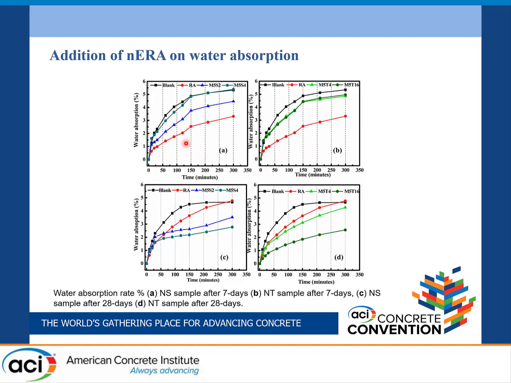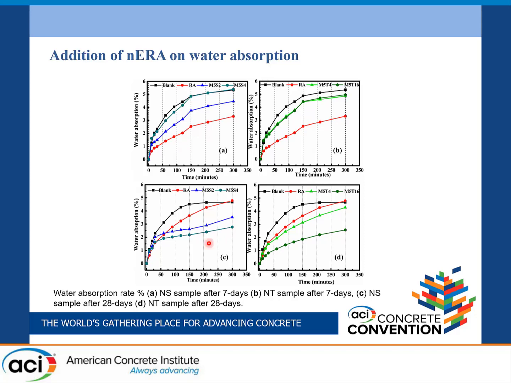The first one is at the early age: this is the water absorption at 7 days of curing age, and this is the water absorption test after 28 days of curing age. At early ages, the releasing agent can decrease the water absorptivity compared to the blank and the nano-modified releasing agent. But why does it decrease the water absorption? Because the mineral oil base is organic in nature, which protects against the absorption of water.